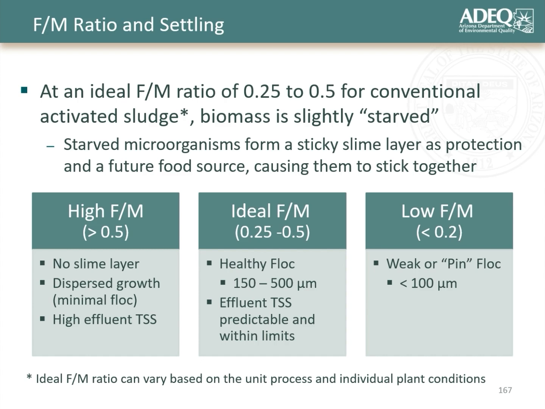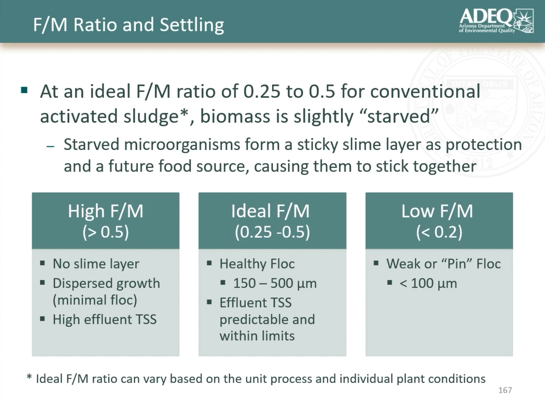What is our target? An ideal food to microorganism ratio of 0.25 to 0.5 is standard for conventional activated sludge systems. Now, this number can vary based upon your treatment plant and different considerations, but largely this gives you a biomass that is just slightly starved. And through that, those starved organisms form a sticky protective layer that helps them form flocs and settle better.